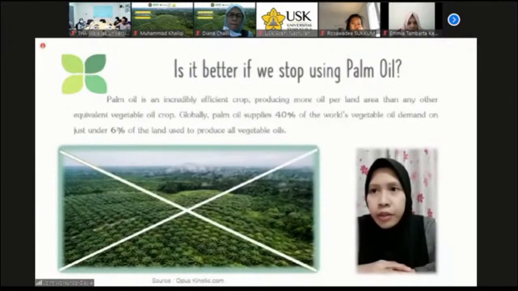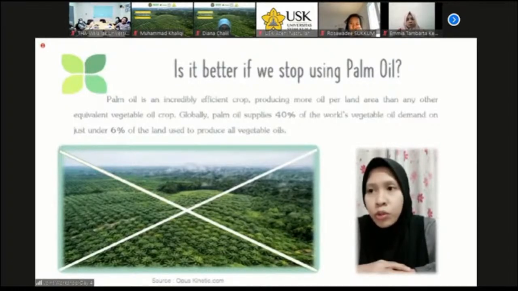Palm oil is an incredibly efficient crop, producing more oil per land area than any other equivalent vegetable oil crop. Globally, palm oil supplies 40% of the world's vegetable oil demand on just under 6% of the land used to produce all vegetable oils.